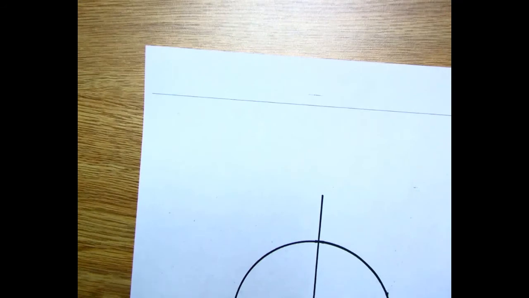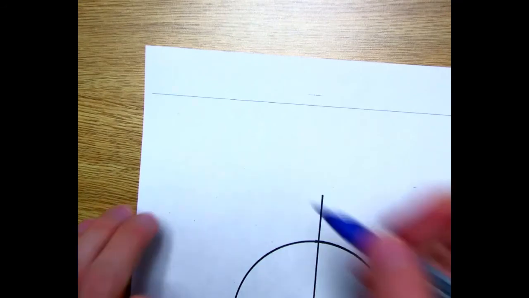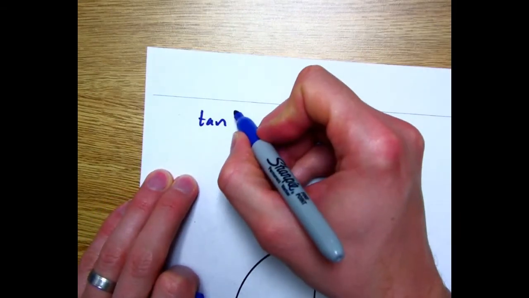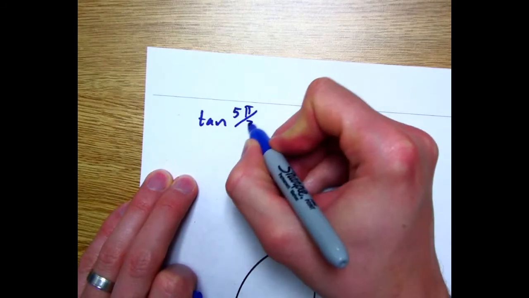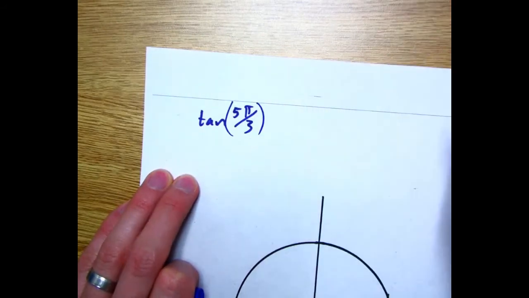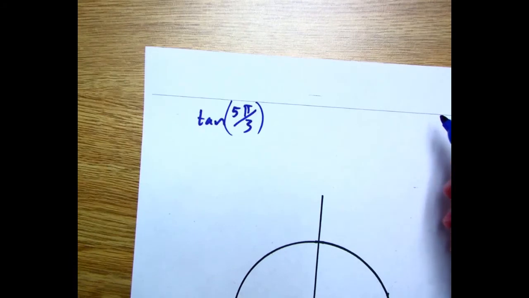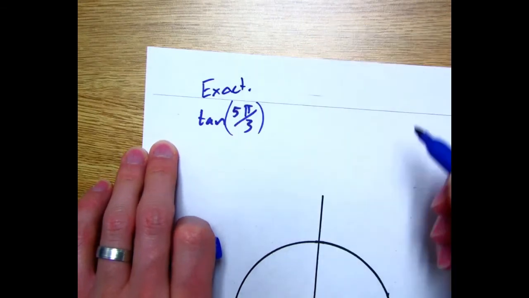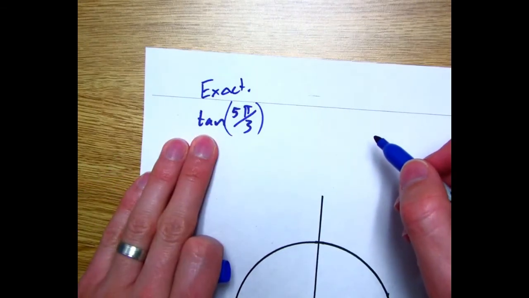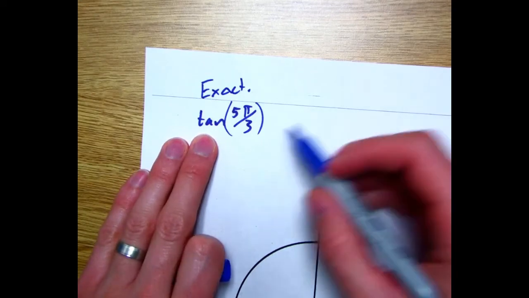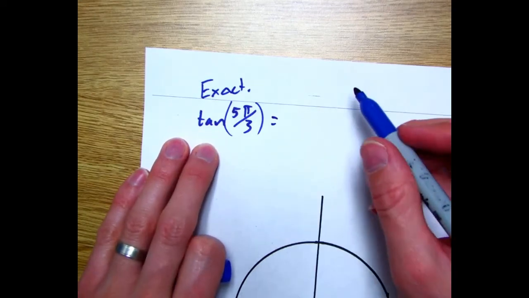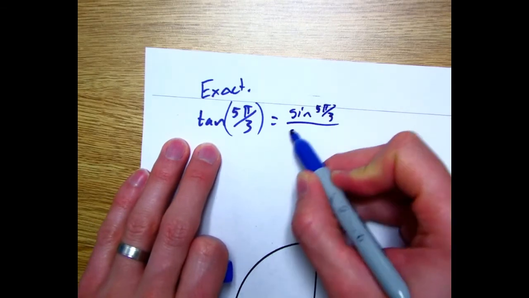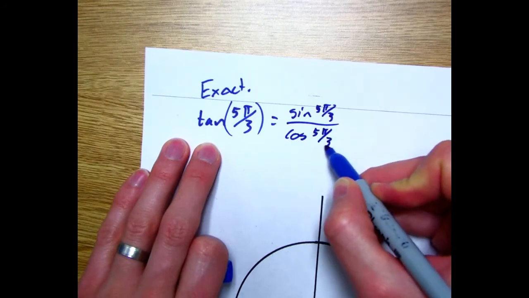All right, so the first thing we're going to do is get an example where we find, for instance, tangent of 5 pi over 3. All right, we'll start with that. Tangent of 5 pi over 3, if I'm supposed to be finding the exact values, I need to make sure that I'm using that unit circle. And again, tangent of 5 pi over 3 is going to be equal to sine of 5 pi over 3 over cosine of 5 pi over 3.